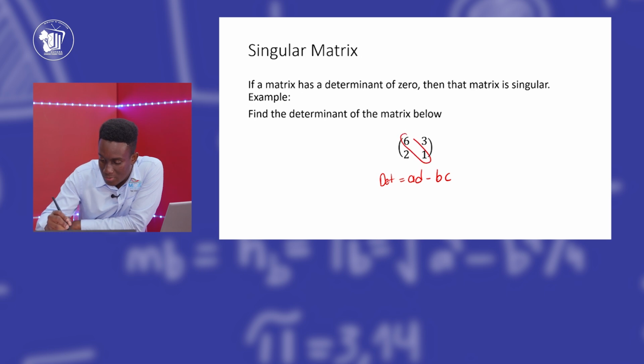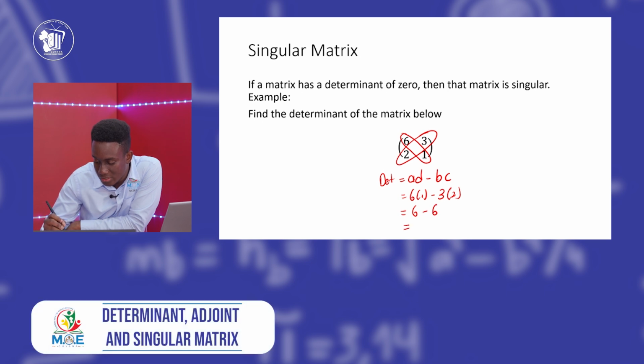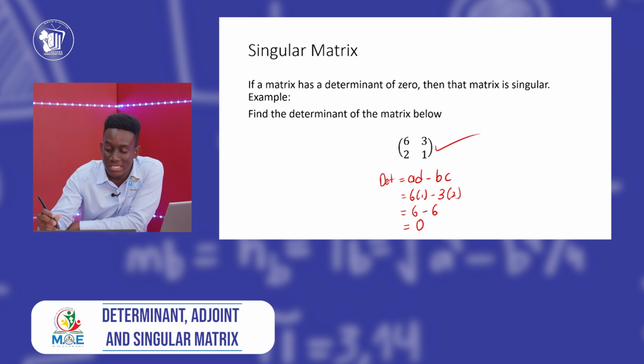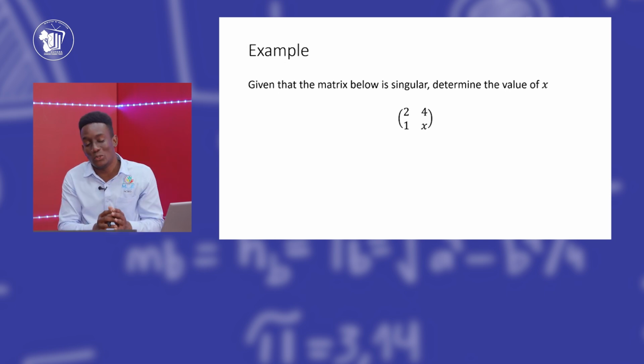So AD would be 6 times 1, subtract 3 times 2. 6 times 1 is 6, subtract 3 times 2 is 6. 6 subtract 6 would be 0. So this matrix here is considered a singular matrix. So now let's use the concept of a singular matrix to answer this question. Given that the matrix below is singular, determine the value of x.